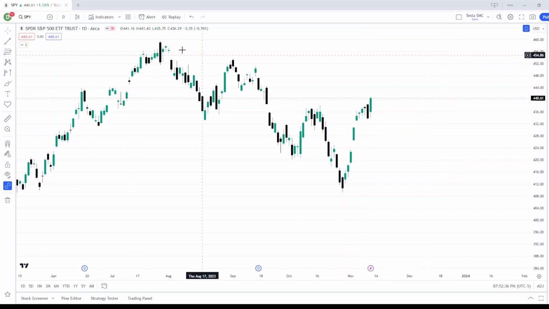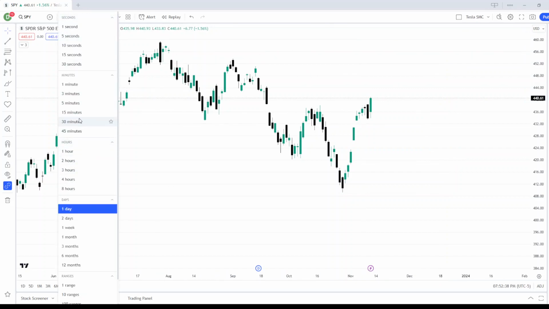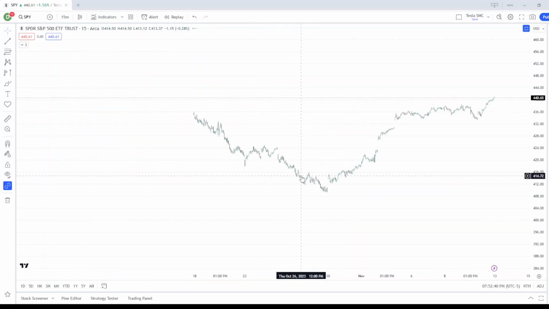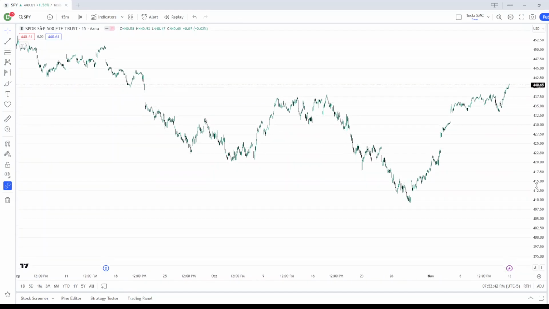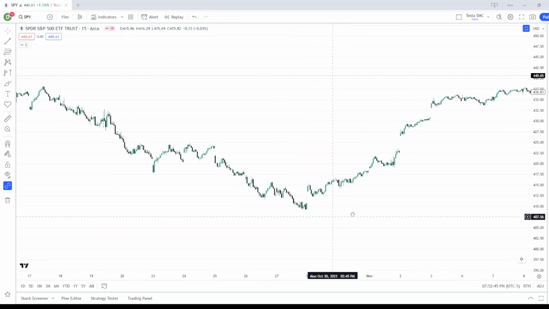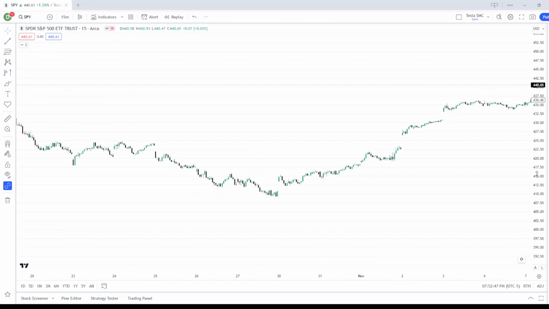Let's drop down into the low time frame chart though, like the 15 minute, and see if there was any indication. I don't think there was.